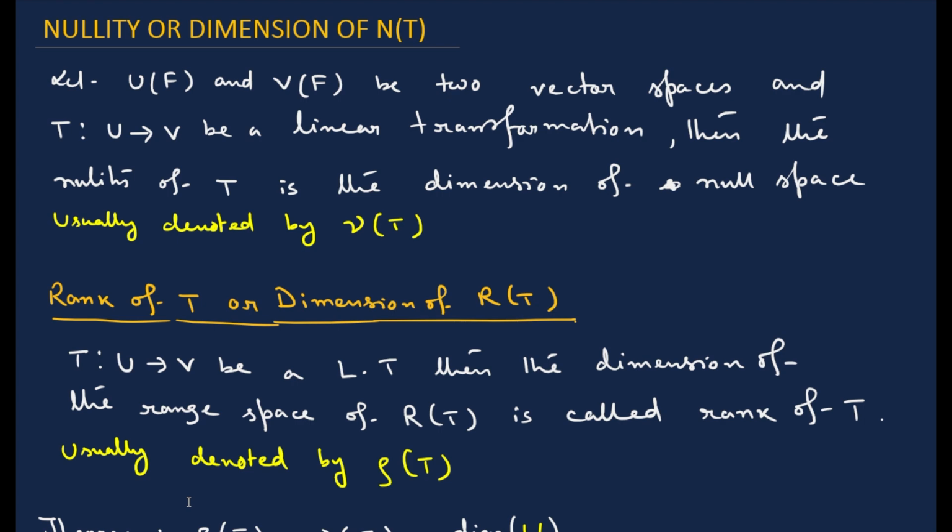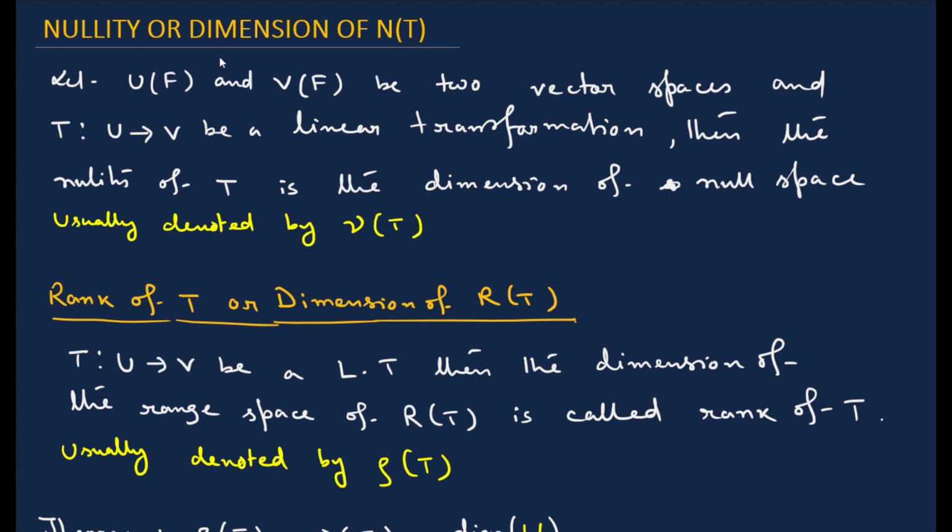So if there is a basis in the null space, the number of elements in the basis set is called what? Nullity. So similarly, range space is also a vector space. So if the range space has a basis, then the number of elements in that particular basis set is called what? Rank of T. Okay, so let's get started.